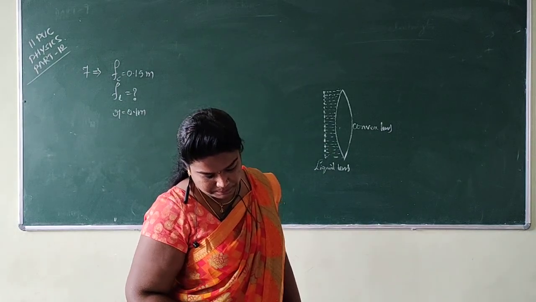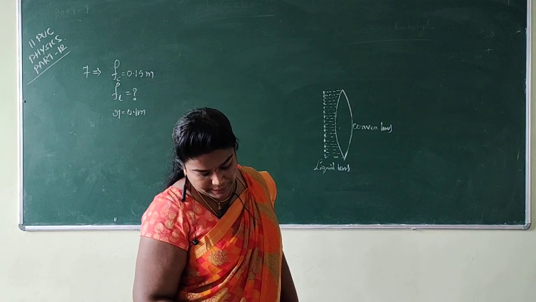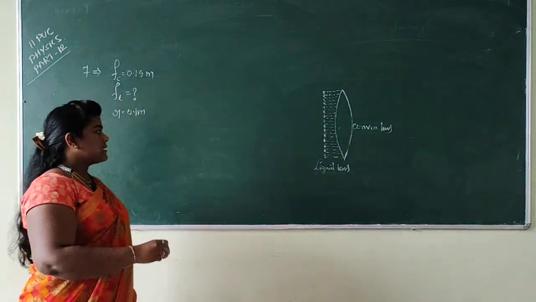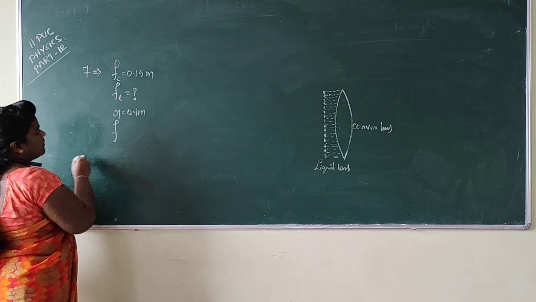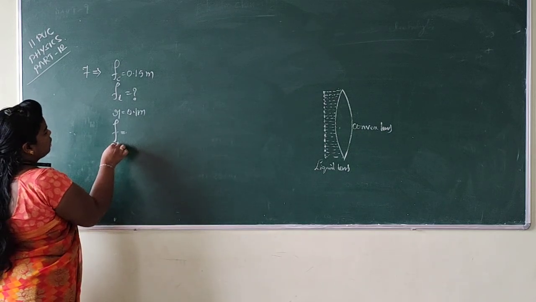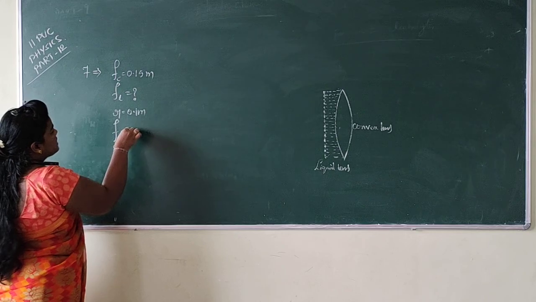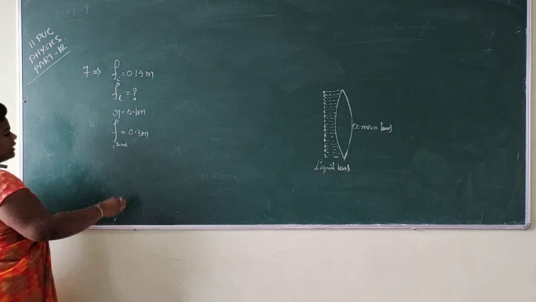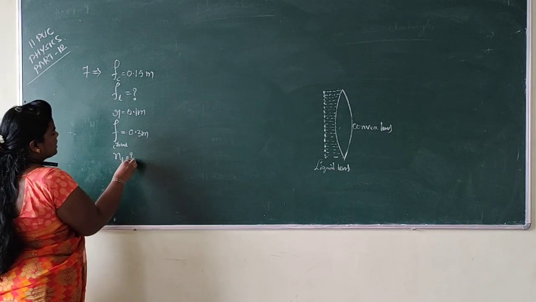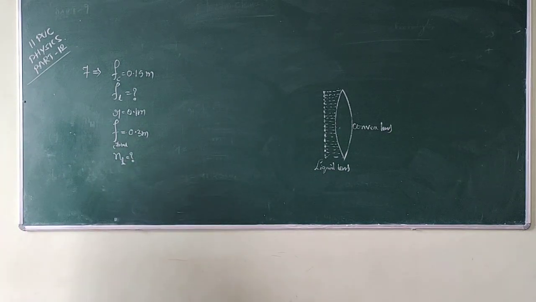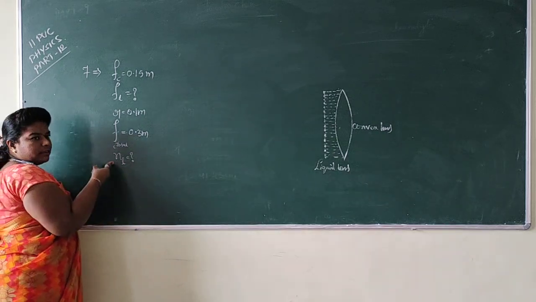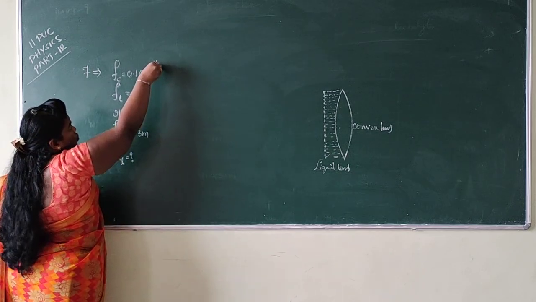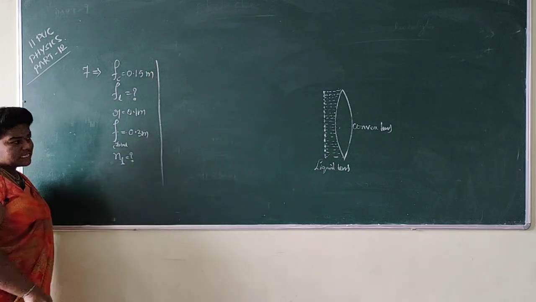Next, the converging combination shows a focal length of 0.3 meter. So the converging combination means the total focal length of the combination of the liquid lens and the convex lens is 0.3 meter. Then finally calculate the refractive index of the liquid, NL is equal to question mark. I will give this calculation of the refractive index of the liquid as your homework. If you do not get the calculation, I will discuss it in the next class.